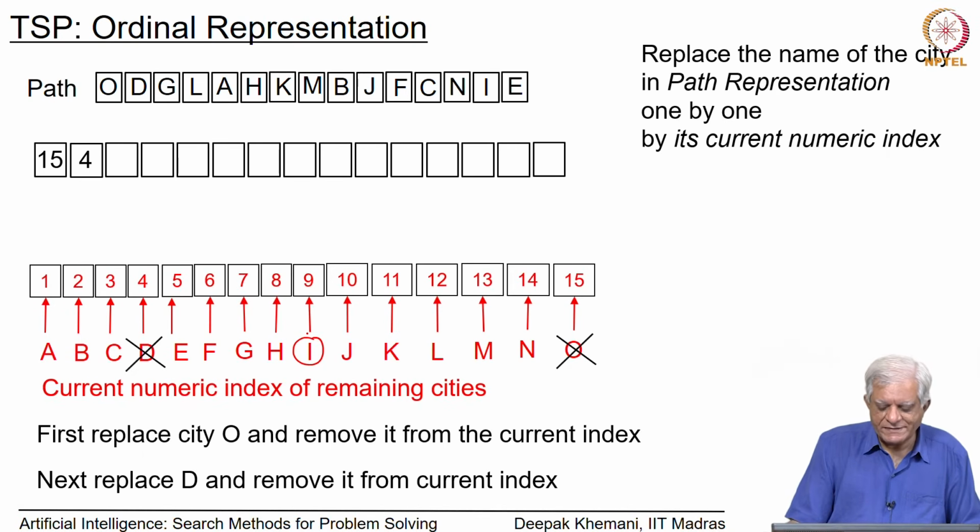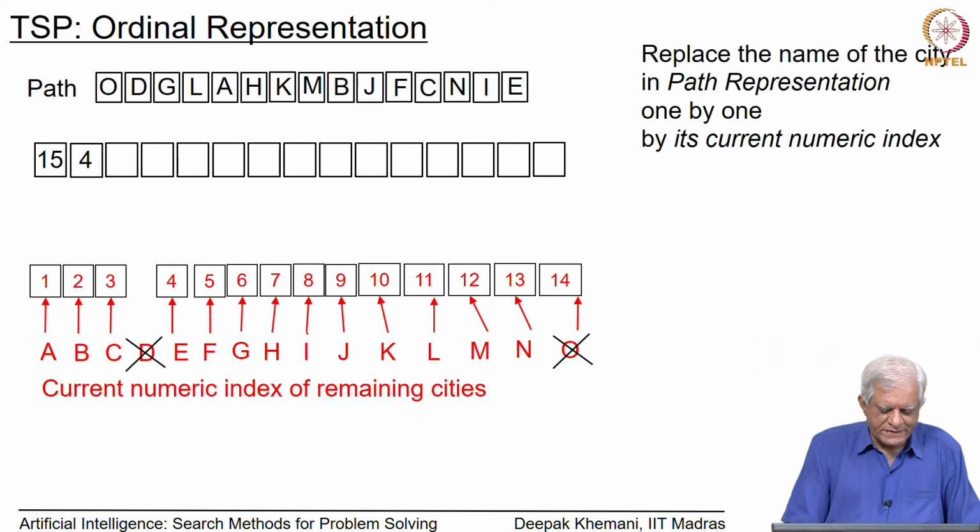So, in that sense the index is dynamic in nature, and that is what we mean by the current numeric index essentially. So, let us continue this process a little bit. We have already replaced O and D with 15 and 4, and this is what the index looks like. Notice that E has become 4, F has become 5, G has become 6, and so on, and O, which is anyway no longer there, would have been the 14th city if it was there instead of 15th.